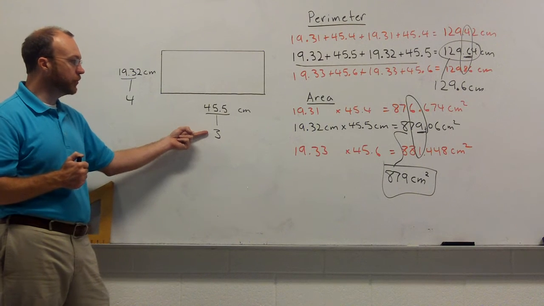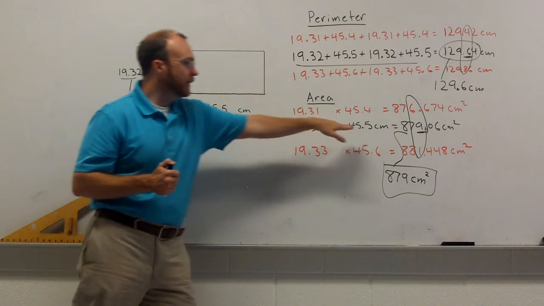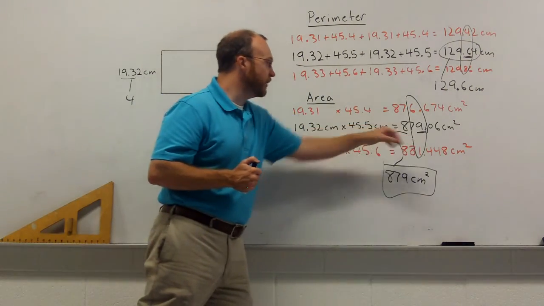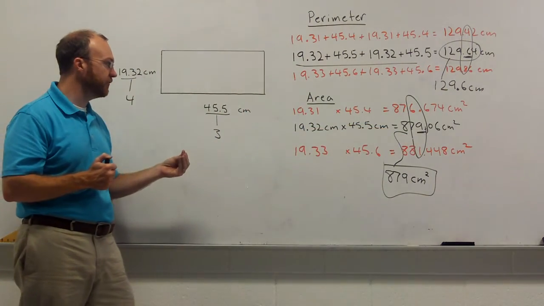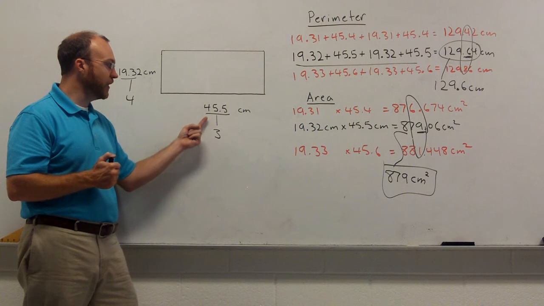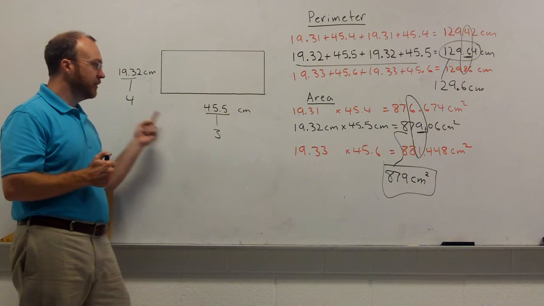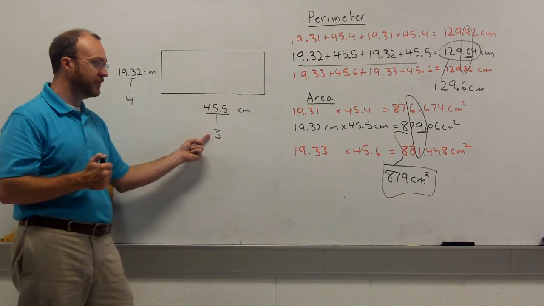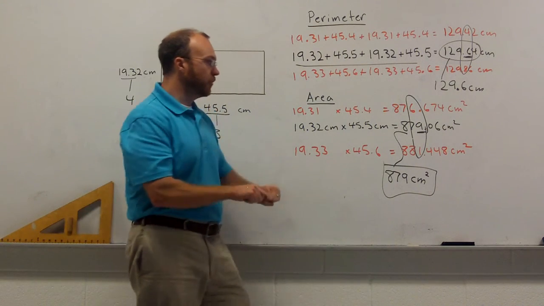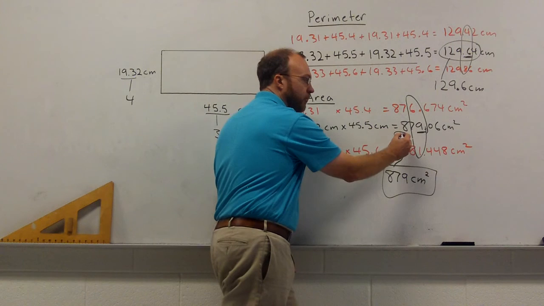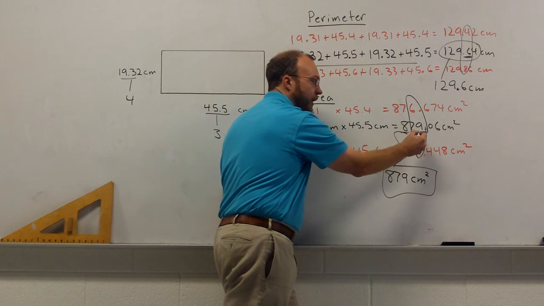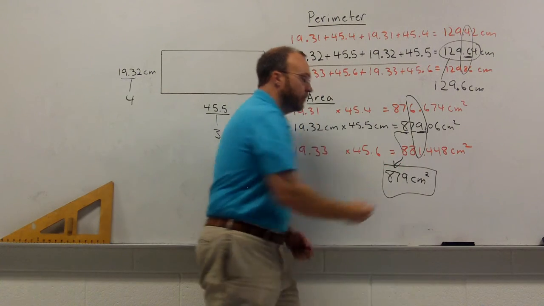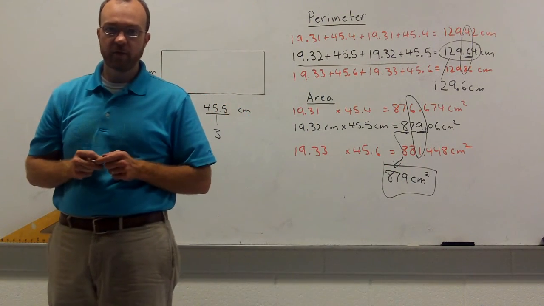So the rule when you multiply or divide your numbers, and then round your answer so that it has the same number of significant figures as the one that had less. 4 significant figures, 3 significant figures, 3 is less. So when we multiply this out, we want to round to 3 significant figures. There's our first one, there's our second one, there's our third one. We round to the ones place, we get 879 square centimeters.